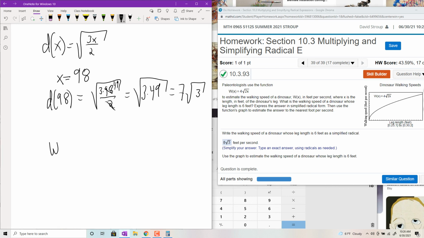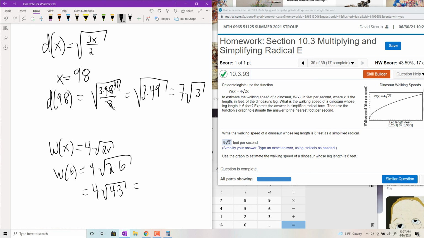Paleontologists use this function, w of x is 4 root 2x, to estimate the walking speed of a dinosaur, which is w of x, in feet per second, where x is the length in feet of the dinosaur's leg. So if you know the length of the dinosaur's leg, you can figure out how fast it walks. What is the walking speed of the dinosaur whose leg is 6 feet? So you're just putting 6 in there, and you get 4 root 2 times 6. Okay, so you get 4 root 12, but you could rewrite 12 as 4 times 3 and then factor out square root 4. That will be 2, so you get 8 root 3 feet per second.